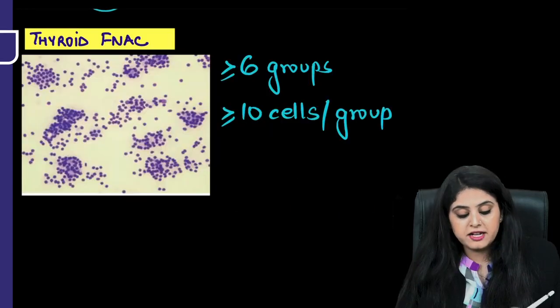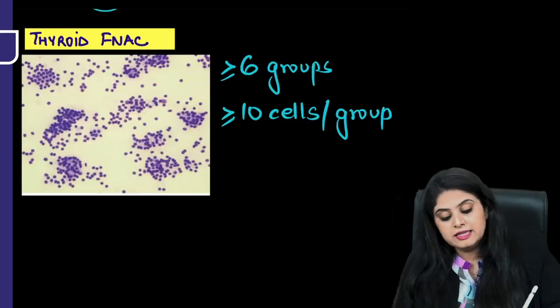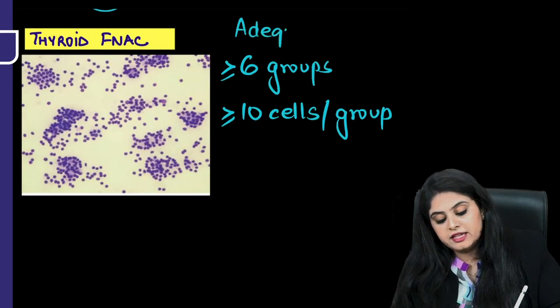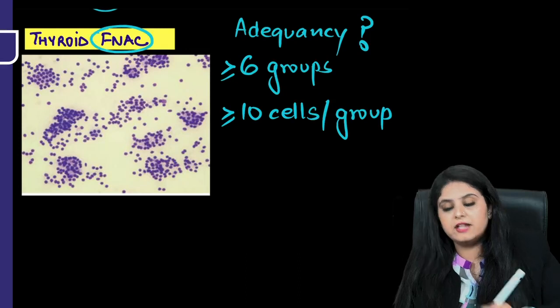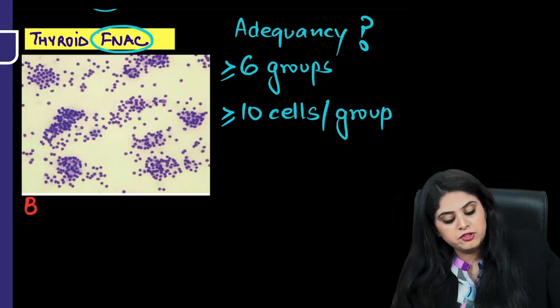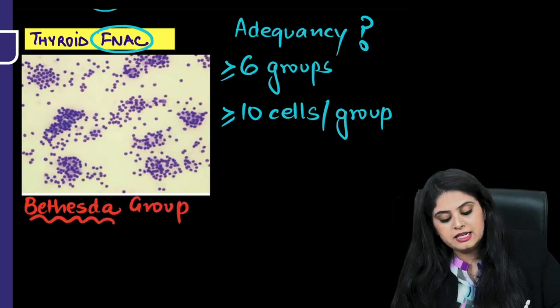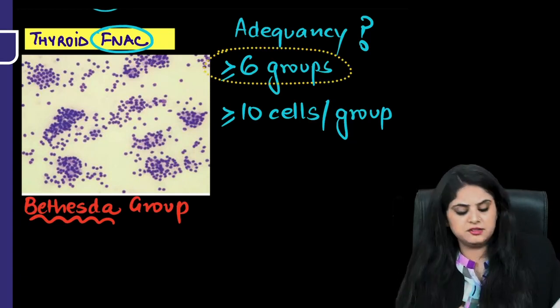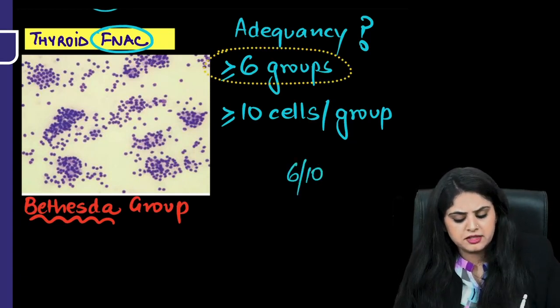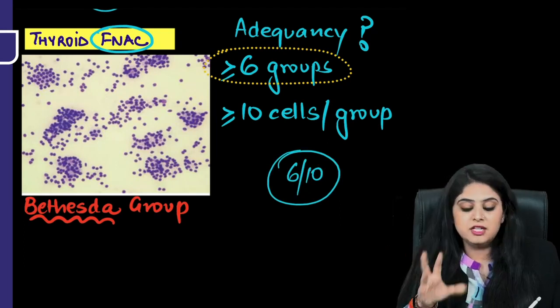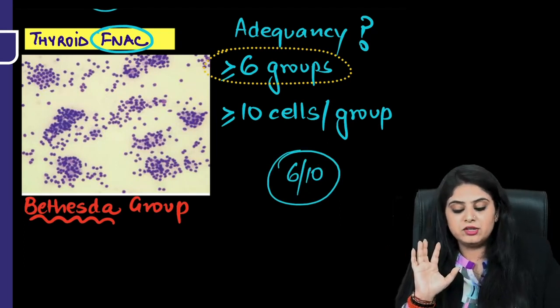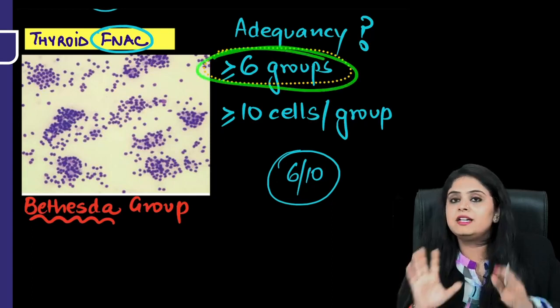Let's start with FNAC. We all know they ask you what the adequacy criteria for FNAC is. Firstly, who gave you the adequacy criteria for thyroid FNAC? There is a group which we know as the Bethesda system. There is a Bethesda group which told us that you should see at least 6 groups, 6, 10, 6, 10. I have learnt it as 6, 10, 6, 10. Abroad there are stores called 7-Eleven. So what is 6, 10? How many groups should you have? At least 6 groups.